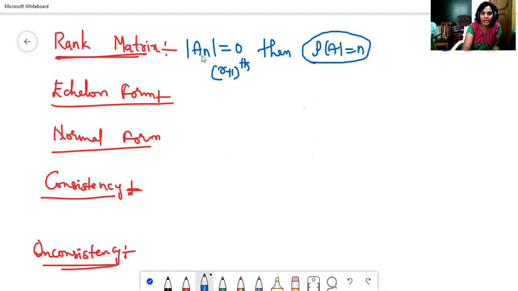If I am taking the determinant of A_n is not equal to 0, then the rank of the A matrix is n. If the rank of the A matrix is n, then the n plus 1th order minors are equal to zeros only. That is the condition of the rank of the matrix.